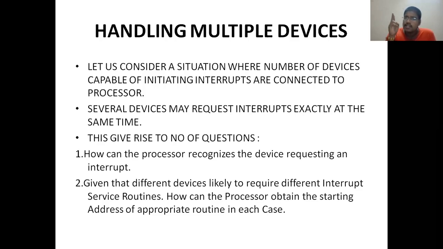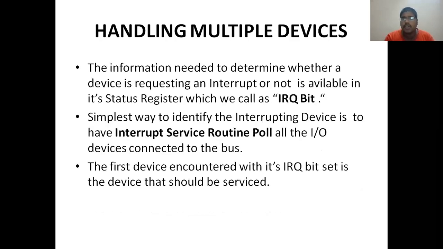Second, though the processor recognizes it and tries to help, how can it help? That means, how can it locate the interrupt service routine of that particular interrupt? These are the two challenges to be faced by our processor. To rectify the first problem, we use a concept called the IRQ bit. IRQ full form is interrupt request. So we have a bit called the interrupt request bit.